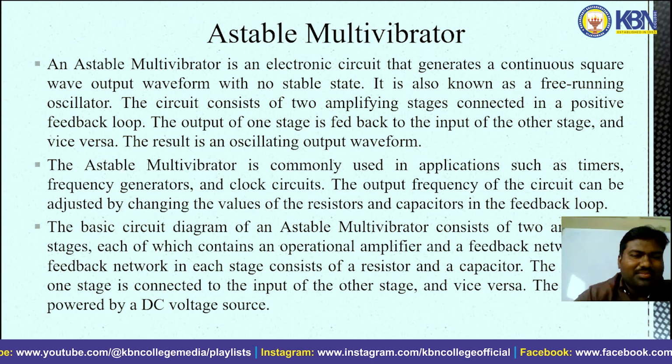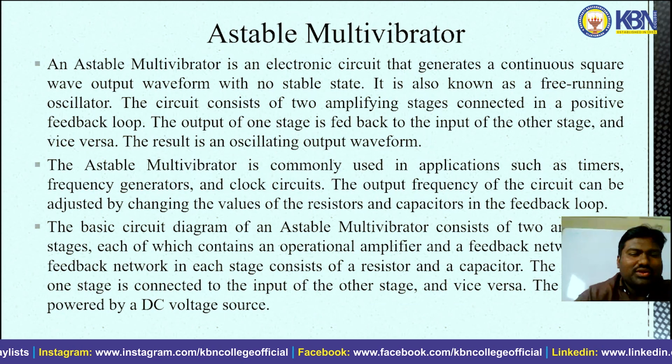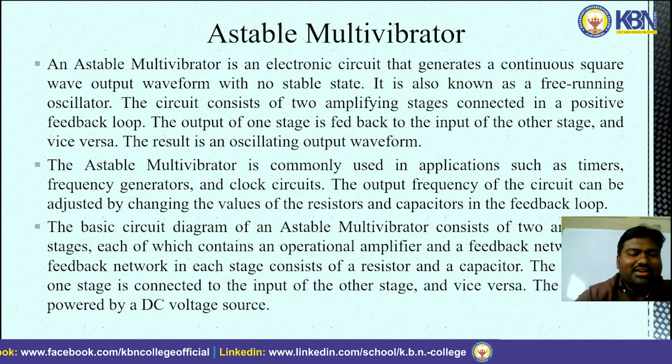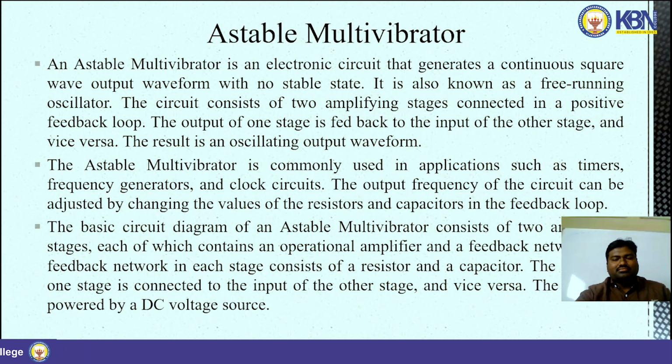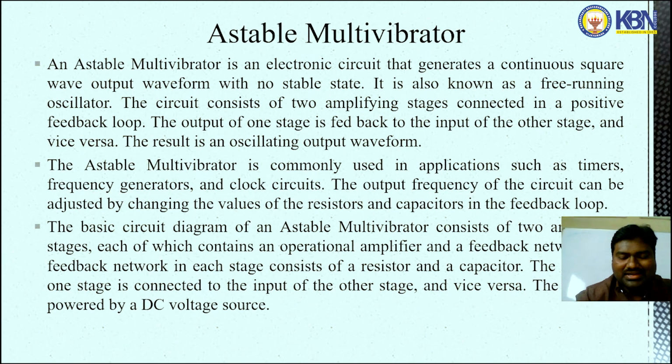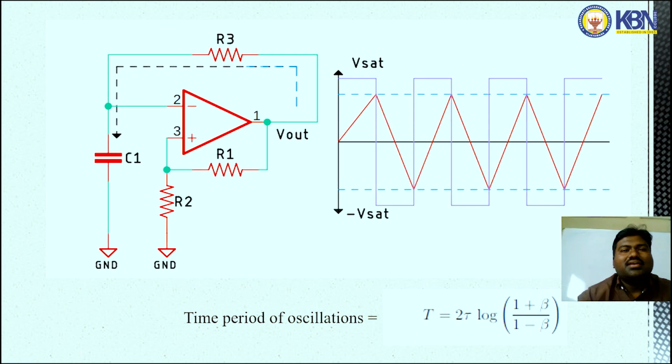feedback loop. The basic circuit diagram of an astable multivibrator consists of two stages, each of which contains an operational amplifier and a feedback network. The feedback network in each stage, consisting of a resistor and capacitor in one stage, is connected to the input of the other stage and vice versa. Here the circuit is powered by a DC voltage source. The circuit in the diagram shows the astable multivibrator, and the waves are represented like this.